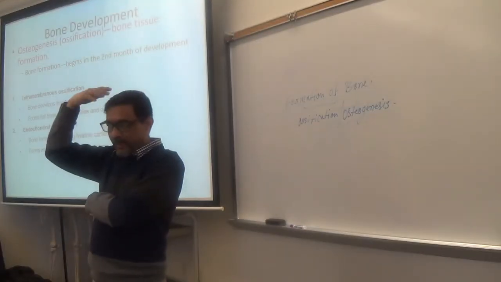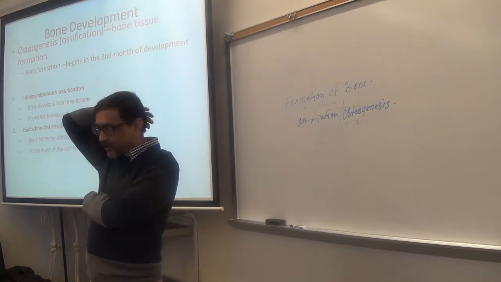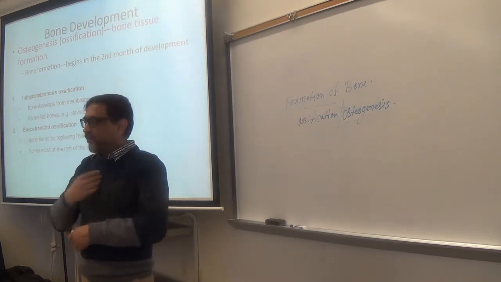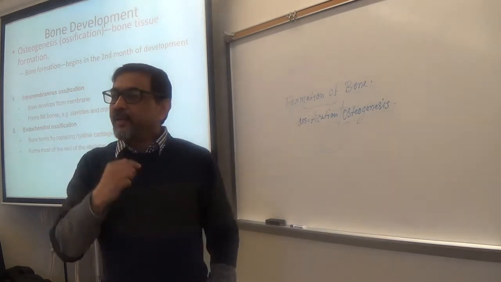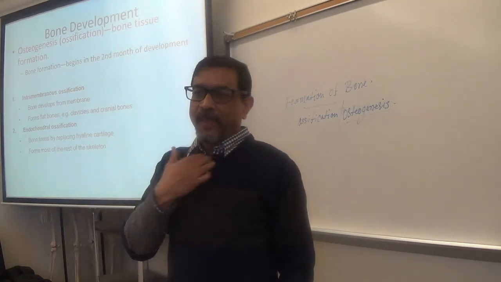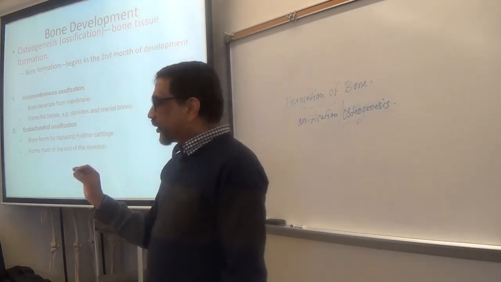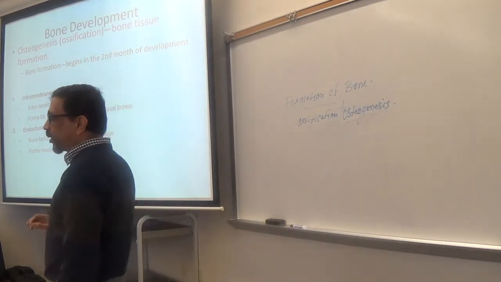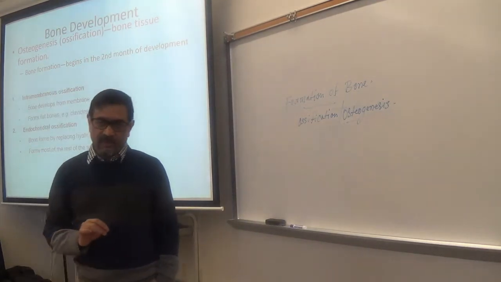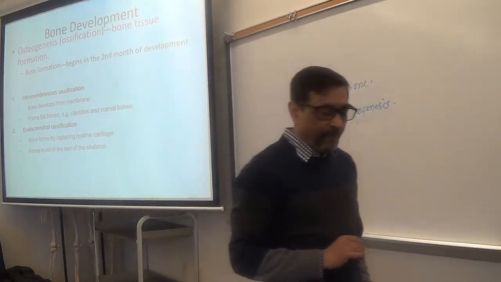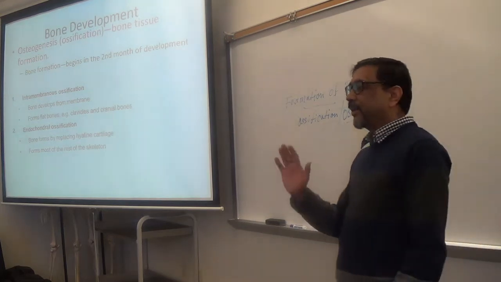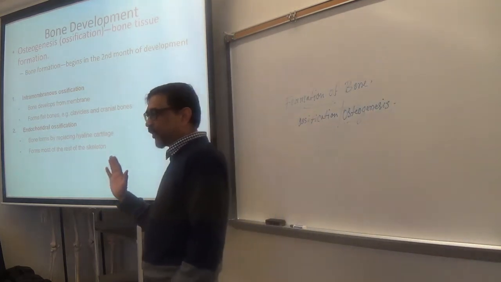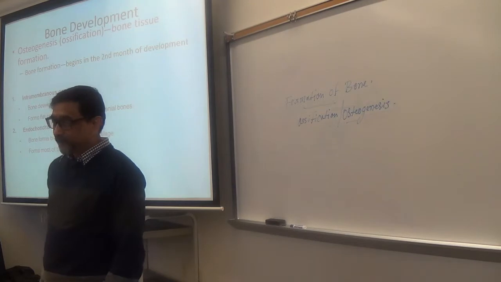Yeah, many skull bones like parietal, right? Occipital, those are flat bones. Sternum, right? So those flat bones and the clavicles. These bones are formed by intramembranous ossification. Flat bones and clavicles. Is it clear? Okay. I'll ask it in the exam.